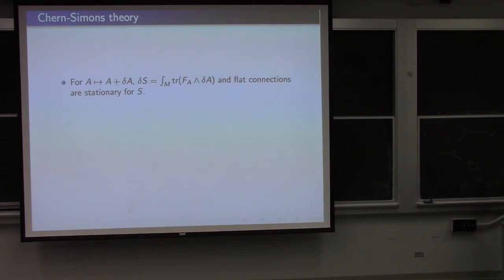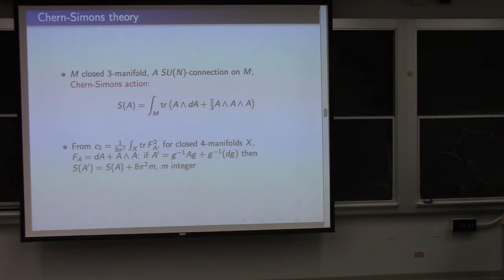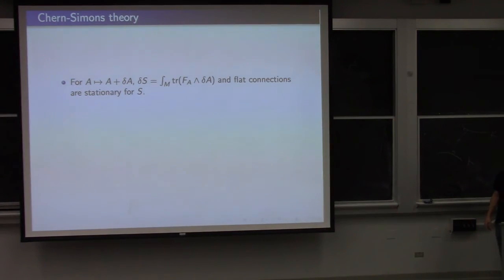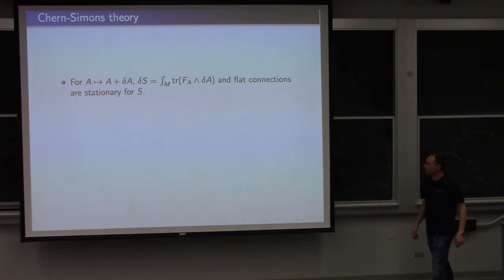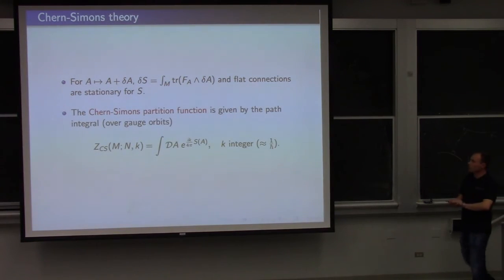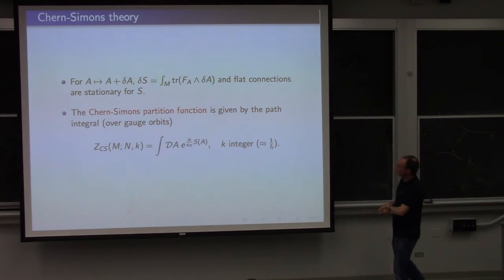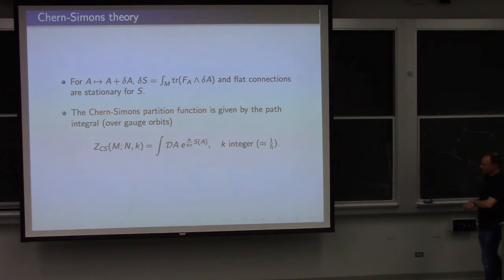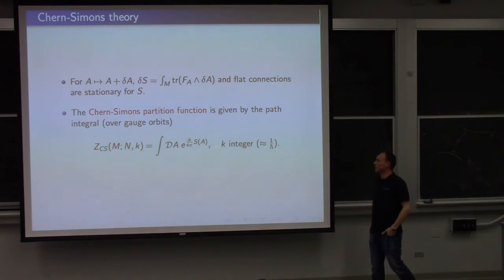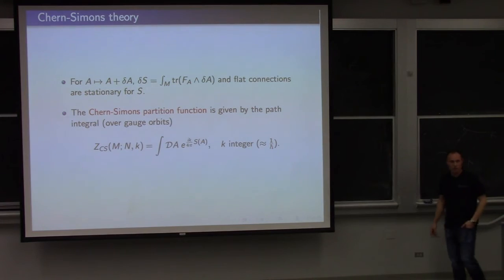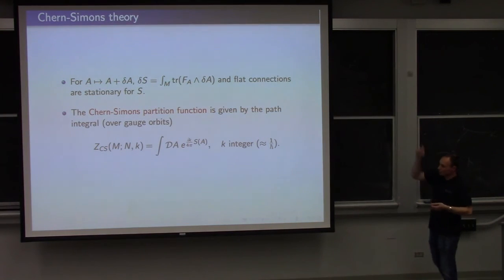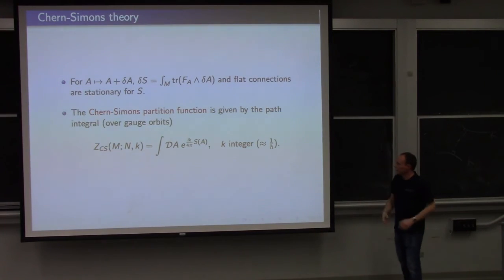The next observation is that you want to look at this as a function, and you want to see what the critical points are. And it's not so hard to see that the variation is just integrating the variation against the curvature of the connection. So the flat connections are the stationary points for the Chern-Simons action. And then we now move into physics, and we look at the quantum theory defined by taking this path integral over gauge orbits. So this, of course, I think is mathematically not completely well defined, but we're going to treat it as if it was an oscillatory integral or something like that with a quadratic exponential leading term.